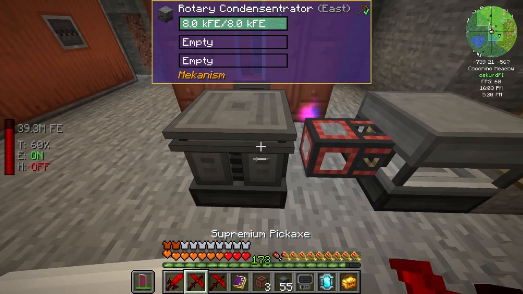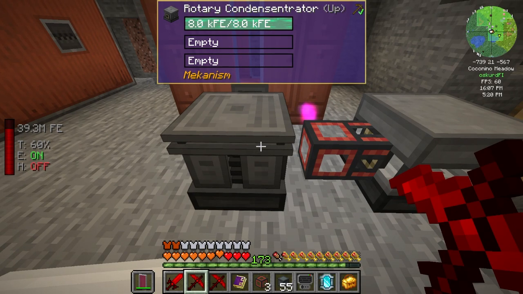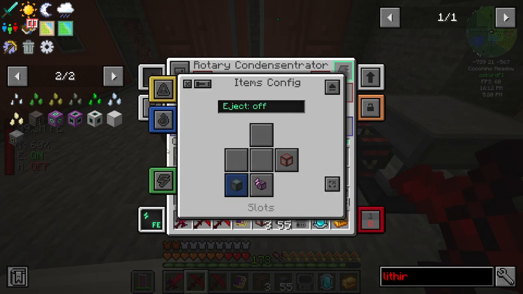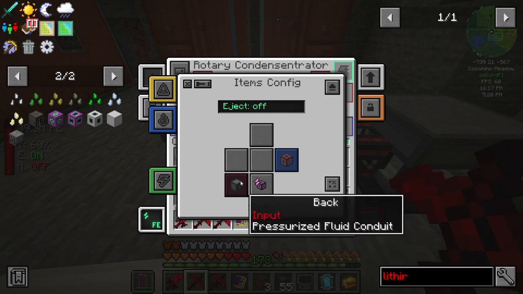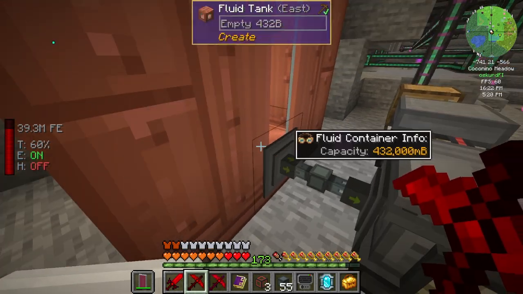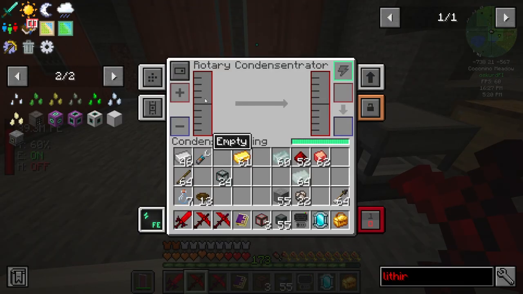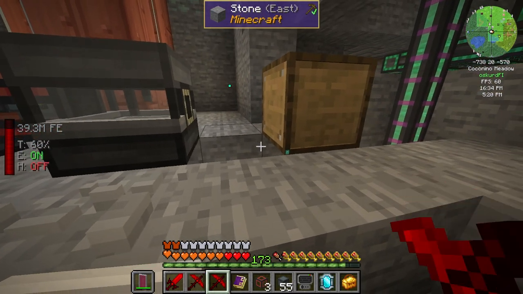That one. Output. That was liquid. Items. Output. Okay, now this is connected to this one, and this is connected to that one. And this should change that liquid lithium into lithium, and then this turns lithium into the lithium dust.